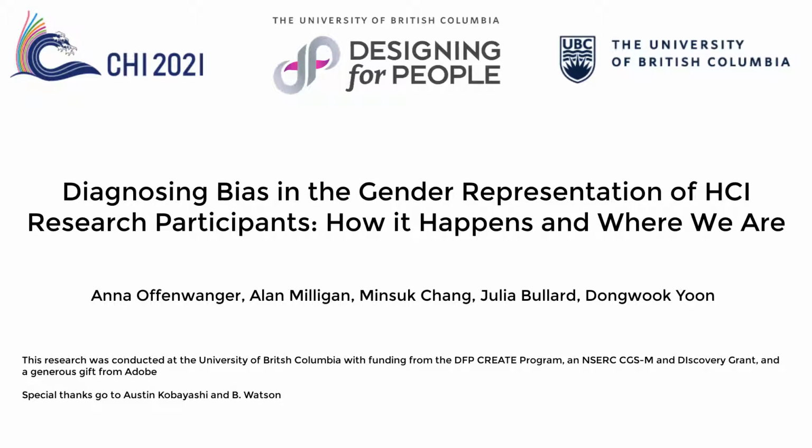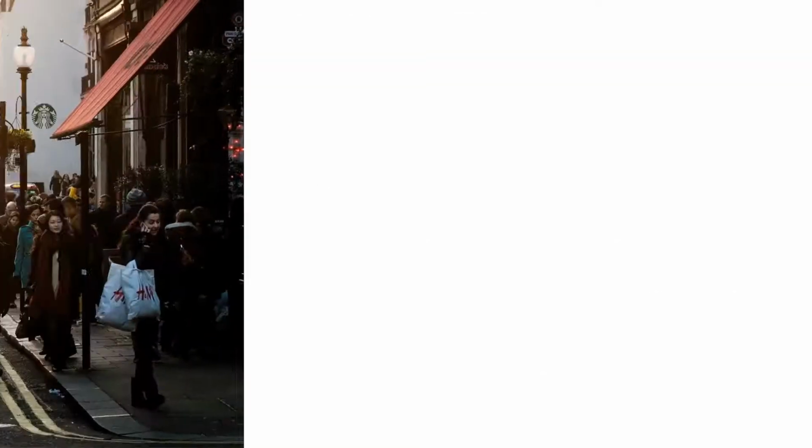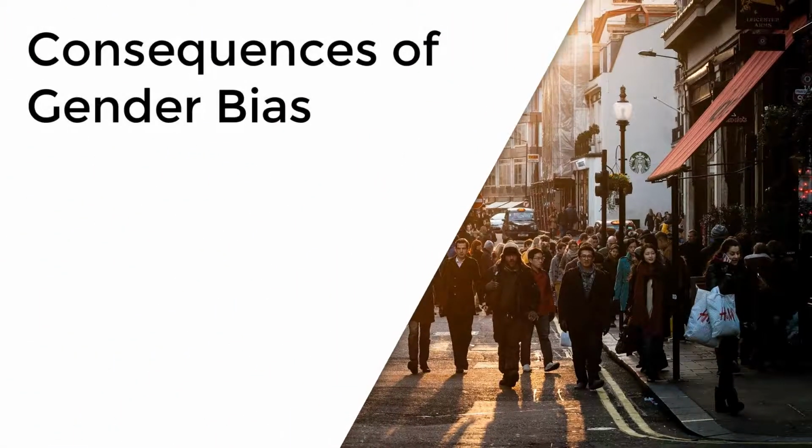In this study, we examine sources and patterns of gender bias in research participant populations. This research was conducted at the University of British Columbia. Gender bias in data can have serious consequences for people with underrepresented gender identities.